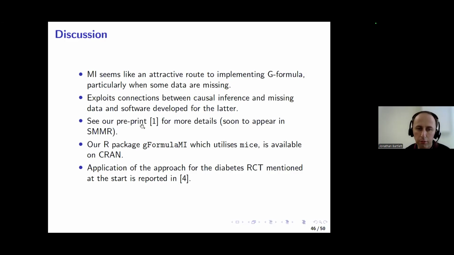You can take a look at our preprint for more details of the things I've been talking about. It's going to be published soon in Statistical Methods in Medical Research. There's a package in R implementing it, which links up with the mice package that I've mentioned, called G Formula MI. And application of the approach and other methods for this diabetes trial example has just been published in Biometrics, which is reference 4 there.